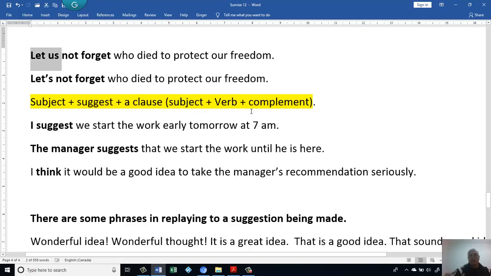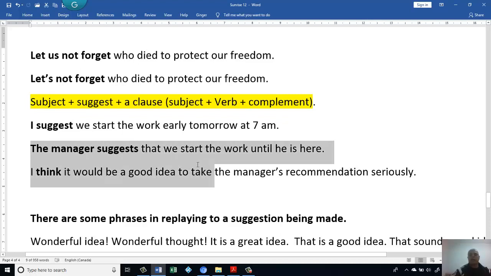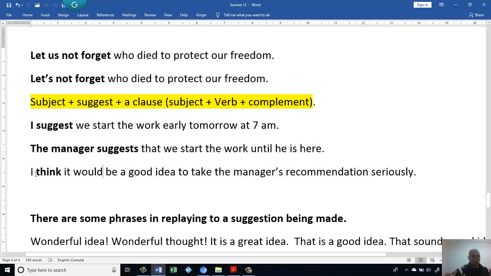Sometimes we use subject plus suggest plus a clause, which is a subject and verb, a sentence with a subject, verb and complement. For example, we say, I suggest we start the work early tomorrow at 7 a.m. Or sometimes you could say, the manager suggests that we start the work until he is here. Or sometimes we say, I think, also used for suggestion, I think it would be a good idea to take the manager's recommendation seriously.